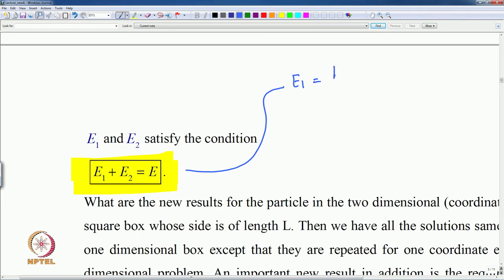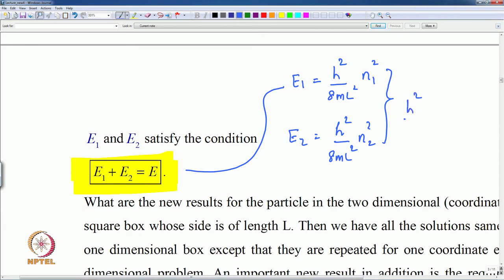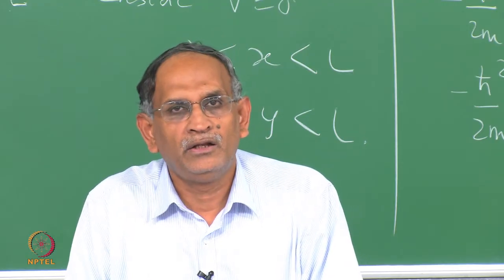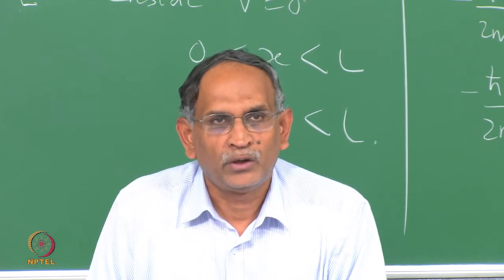From the particle in a one-dimensional box, E1 is h square by 8 m L square times n1 square, where n1 is a free quantum number in the sense that it takes integer values 1, 2, 3, and E2 is also given by h square by 8 m L squared times n2 square, such that this equation is satisfied. Therefore, you have h square by 8 m L square times n1 square plus n2 square is equal to the total E.